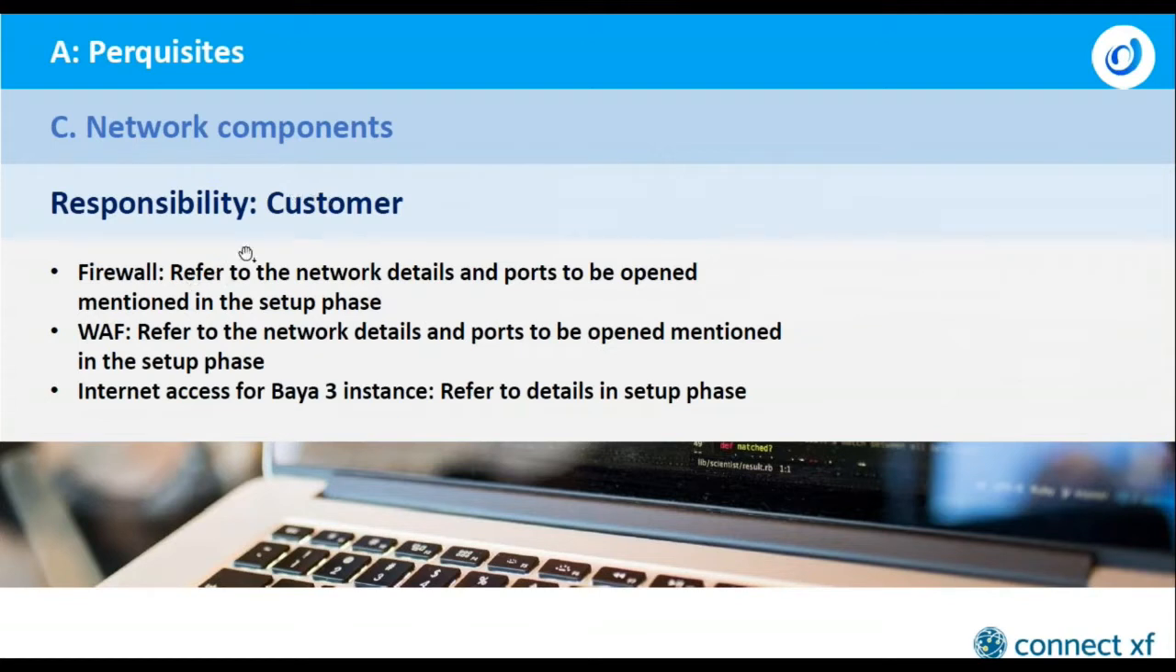Then the network components. You will have to provision all the necessary ports to be opened in the firewall. You can refer to the network details given in the initial slides. If you have a WAF introduced in your setup, or it is already there in your setup, then please refer to the network details and the ports to be opened. Then the internet access for the BIA 3 instance. Those ports are also given in previous slides.